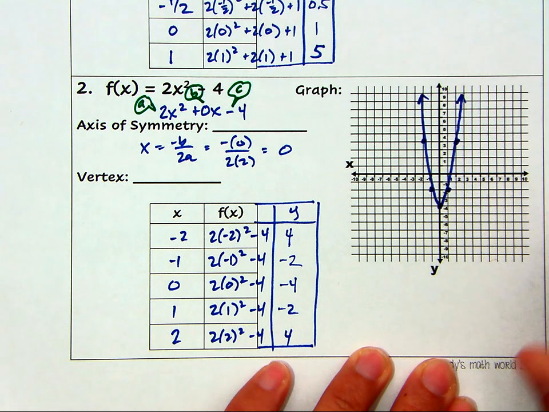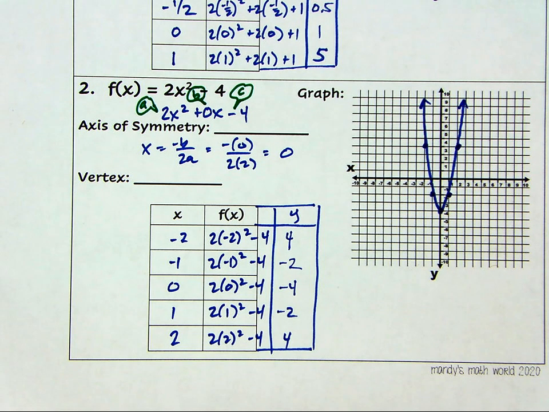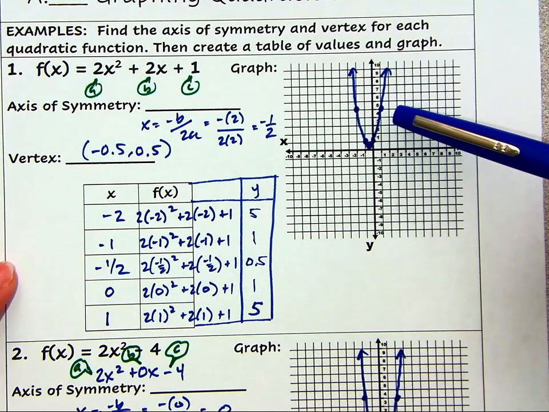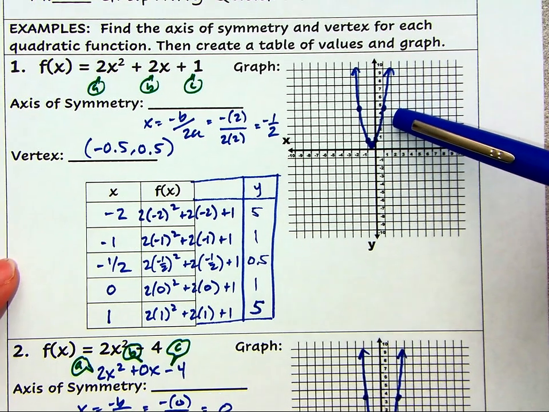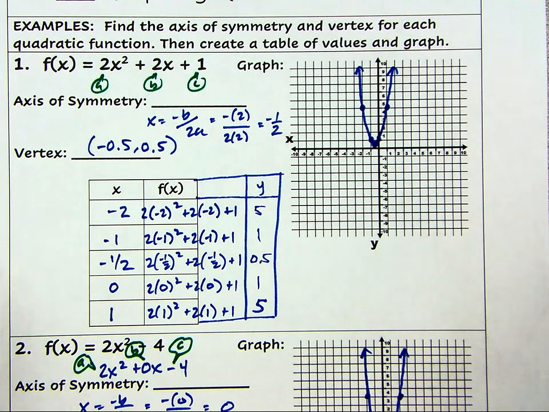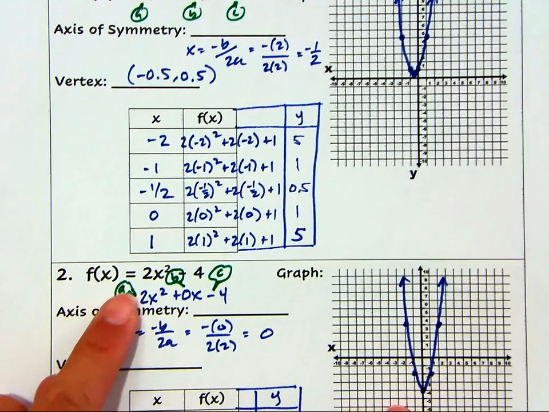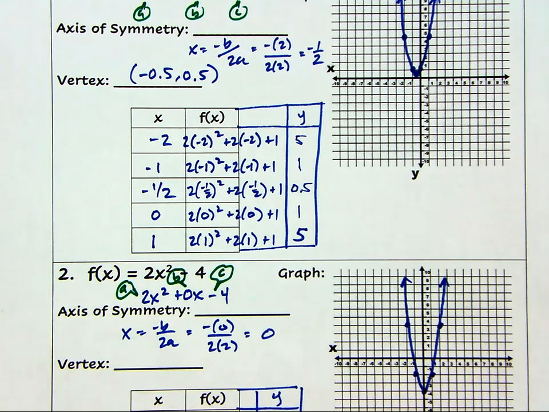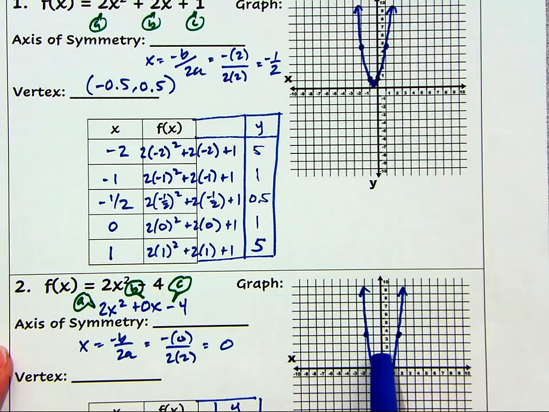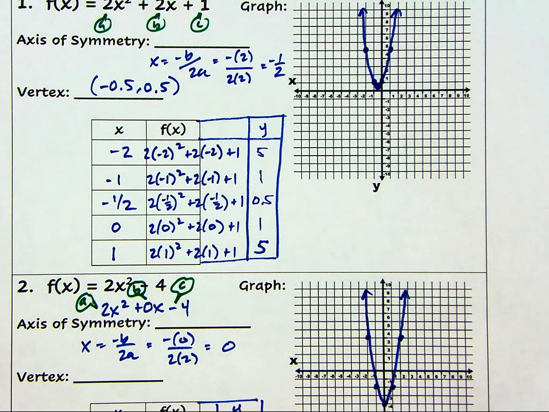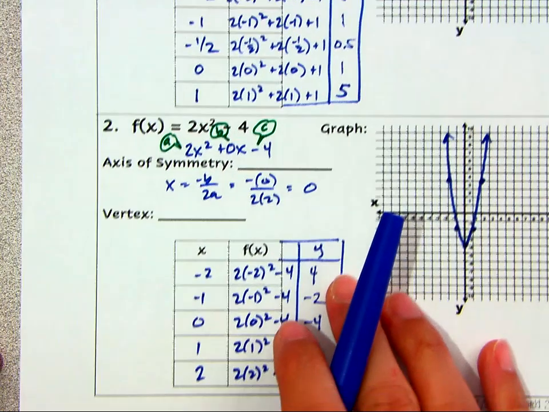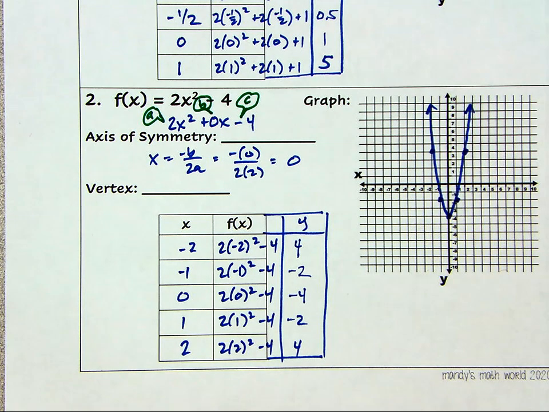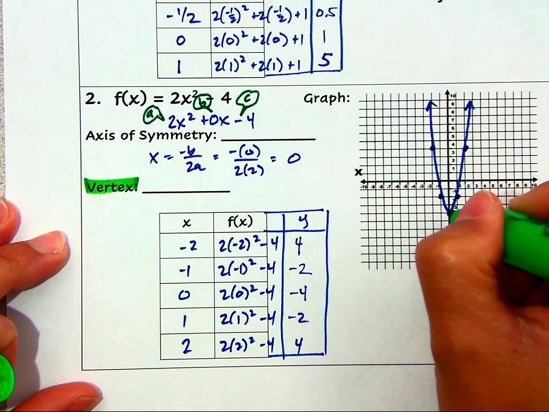So this graph seems to have the same amount of narrowness as the previous one. And what these two functions had in common is they both had 2 as the coefficient on the second degree term. So that coefficient looks like it's determining how narrow or how wide the parabola opens. Okay, yeah, just something to think about. Now let's find the vertex. Right, our vertex is going to be that point there in the center, and the coordinates are 0, negative 4.